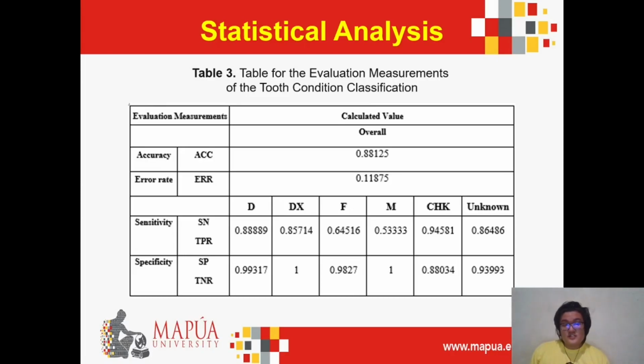The tooth condition classification model obtained an accuracy of 88.125%. Furthermore, the specificity for each classification got a score near 1, with 1 being the ideal value. Although the sensitivity for missing tooth is lower compared to the rest, most of them were near 1.